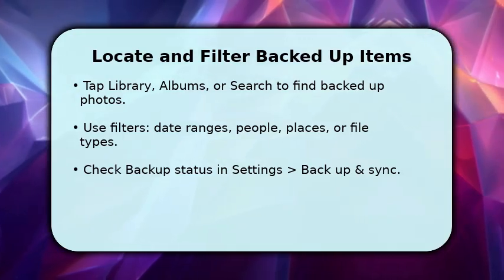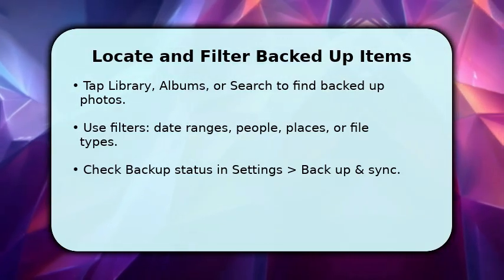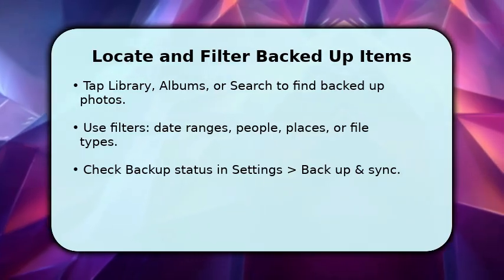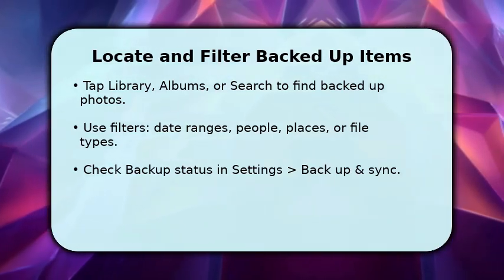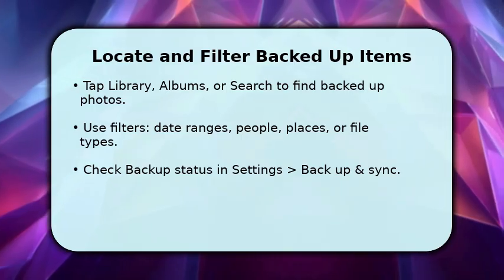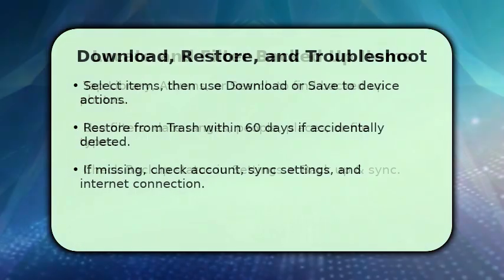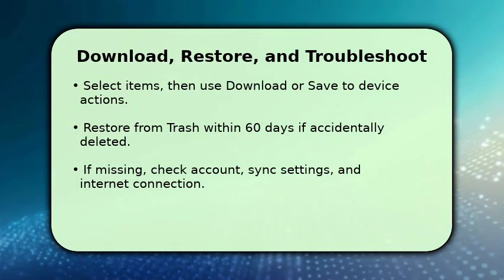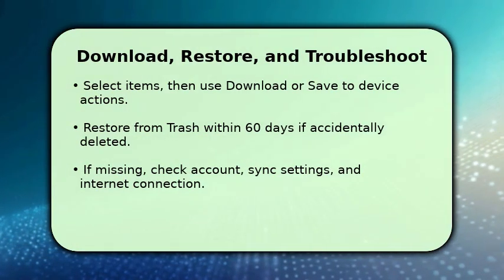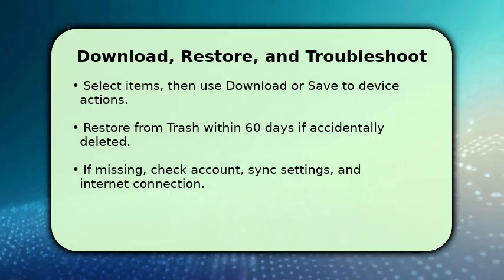Make sure to open Settings, then Backup and Sync to verify that backup is on and view the latest status and device names. If you're on desktop, sort by recent or use the search bar to jump straight to the photos you need. To finish, select the photos or albums you want and choose Download on desktop or Save to device on mobile to create local copies.